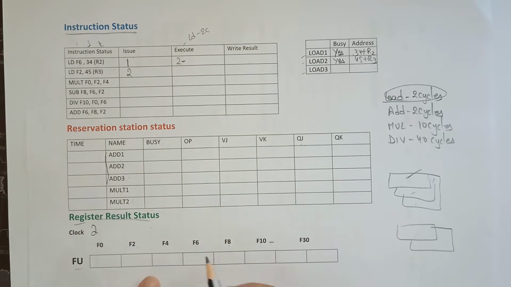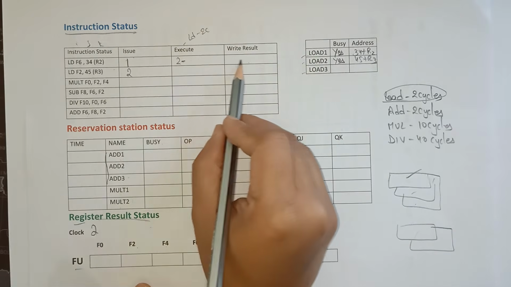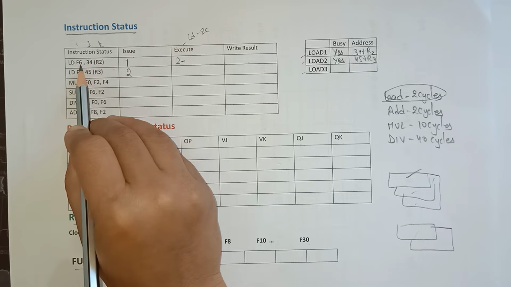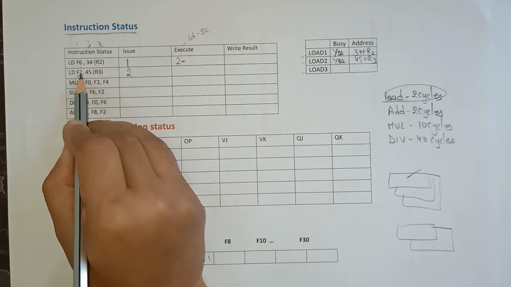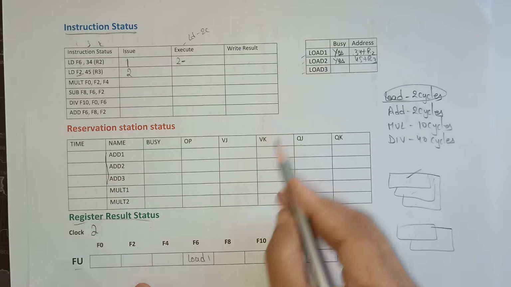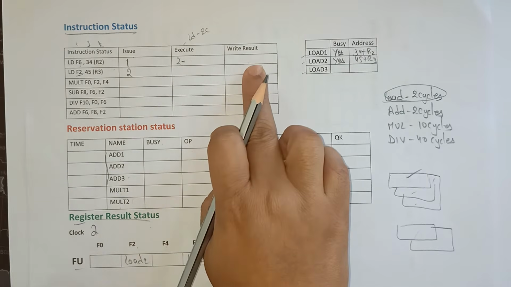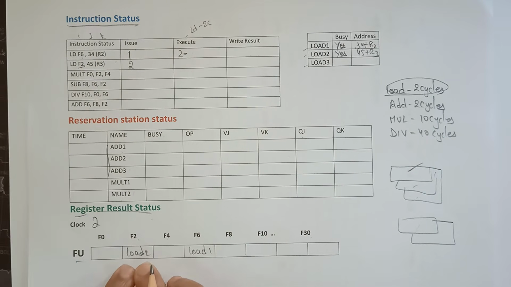Try to write here. So here, what is the result for F6? So F6 contains what? Load 1, because it is still not completed. If it writes back the results, then the value will be written for F6. But F6 now holds only load 1. And what is F2 holding? F2 is holding only load 2, because it has still not completed its execution and it will not return the value. So it has to wait. So write it here in the register result status: load 2 and load 1.